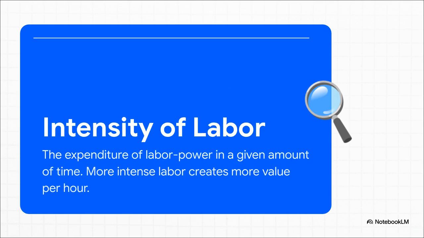Intensity, on the other hand, is different. It measures the expenditure of labor power in a given time. And according to Marx's framework, a more intense hour of labor actually creates a greater amount of new value than a less intense hour. It's about how hard the labor is working, not just how much it's producing.